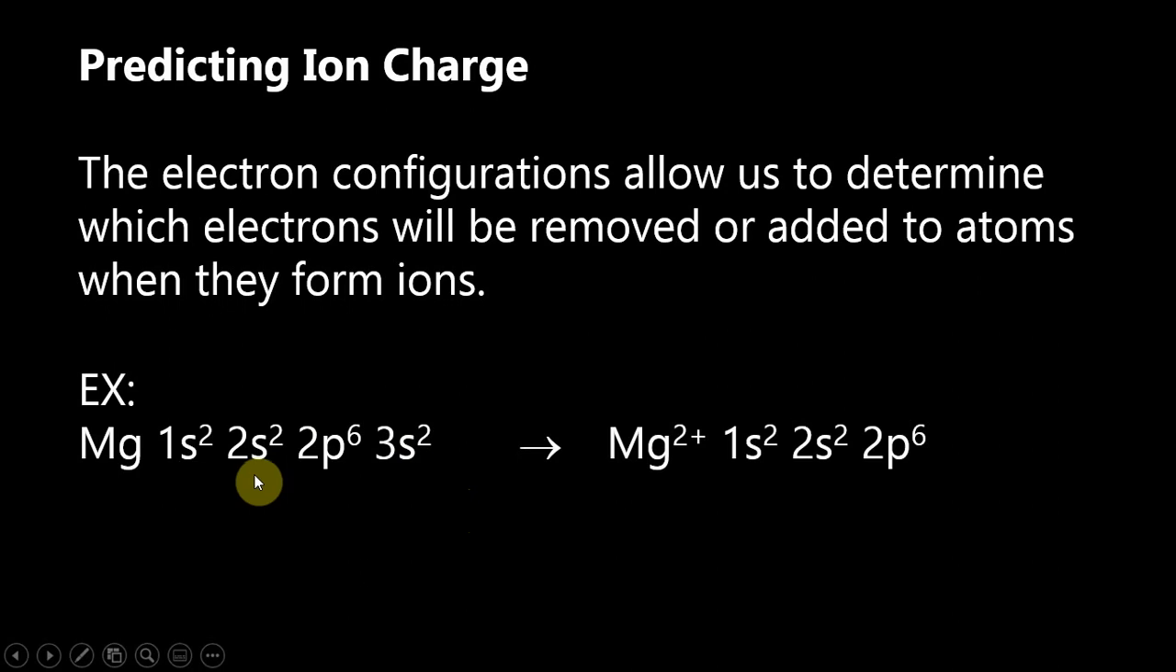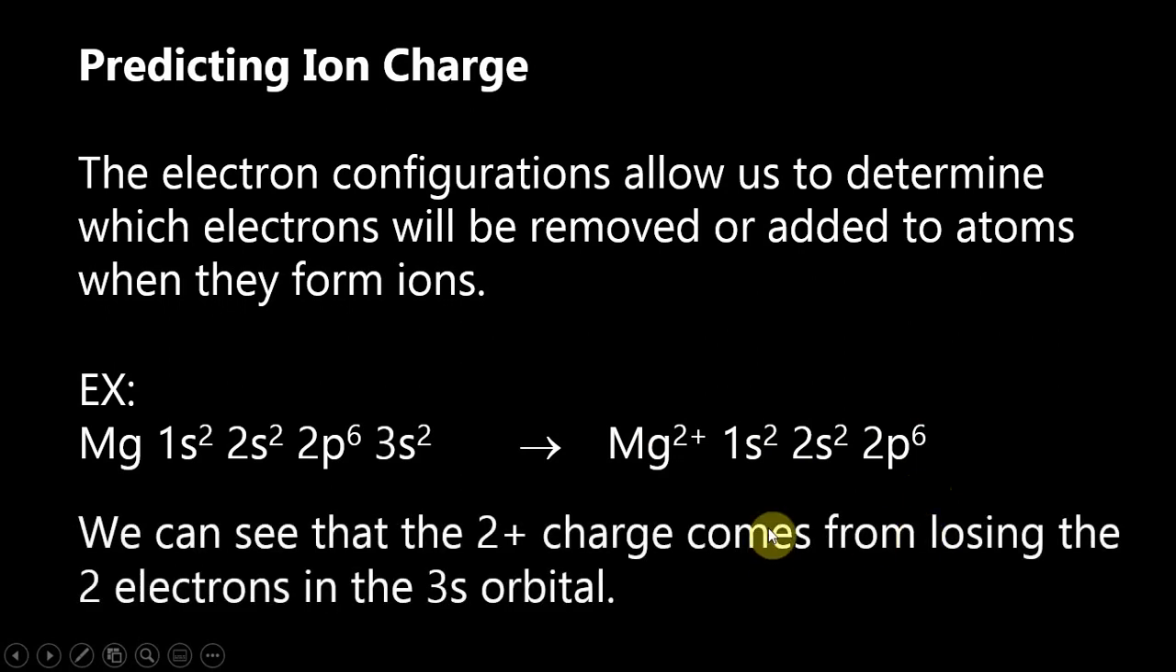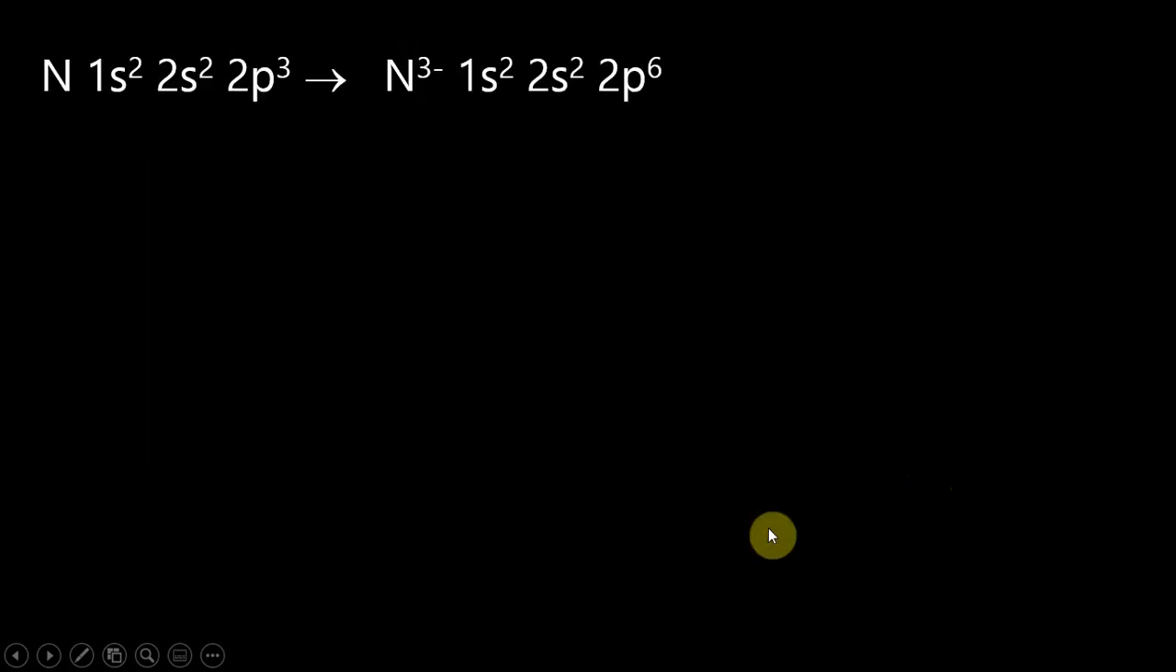For magnesium ion, it's these two 3s electrons that are given away to leave us with the 1s2, 2s2, 2p6 configuration. So again, this is a filled orbital, and so that's stable, and that's why that configuration shows up. We can also use that for explaining the negative ion configurations.